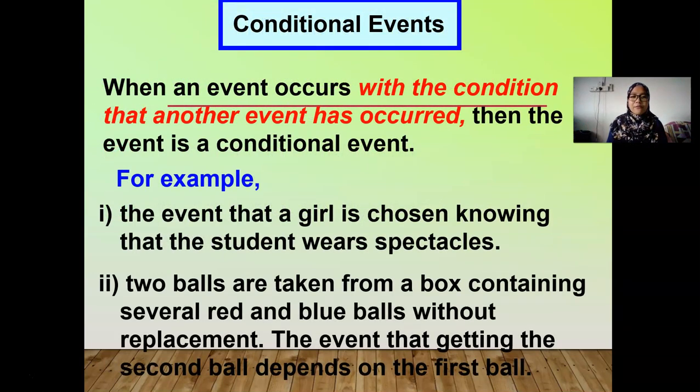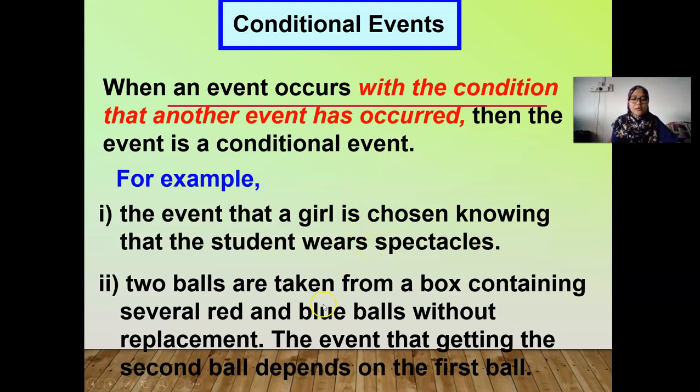So this is the definition. When an event occurs with a condition that another event has occurred, then the event is a conditional event. For example, the event that a girl is chosen knowing that the student wears spectacles, meaning that we want to choose a girl, then we know that she is wearing spectacles.